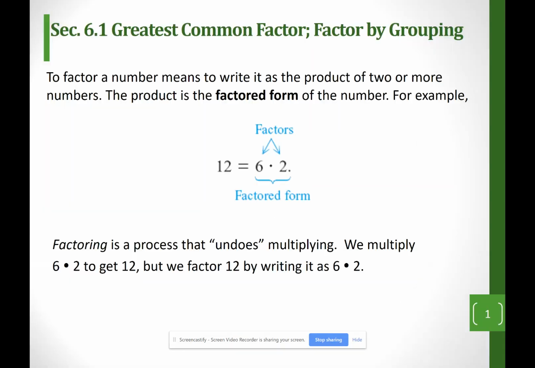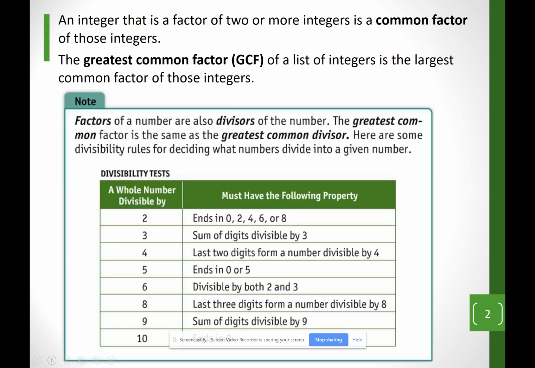For today, we're going to start looking for factors. Factors are basically things that multiply to give us a product. So, for example, factors of 12 are 6 and 2. Those are not the only factors of 12, but those are at least factors of 12.